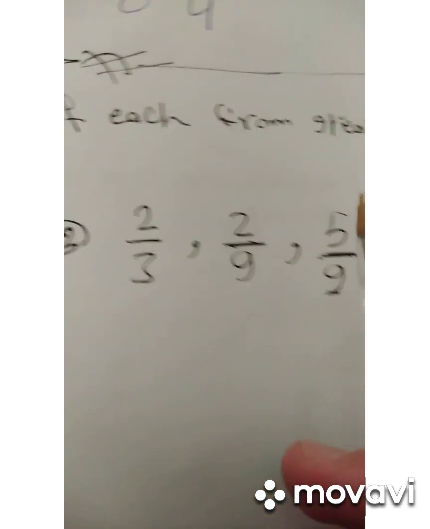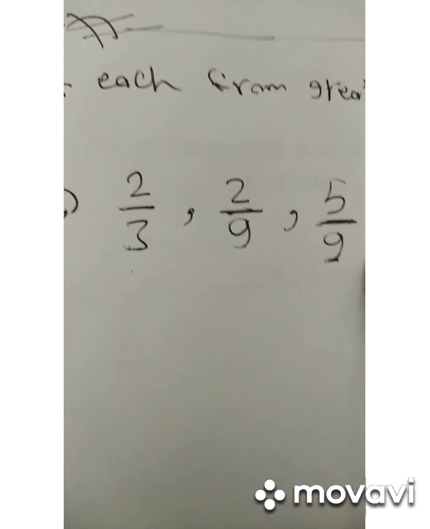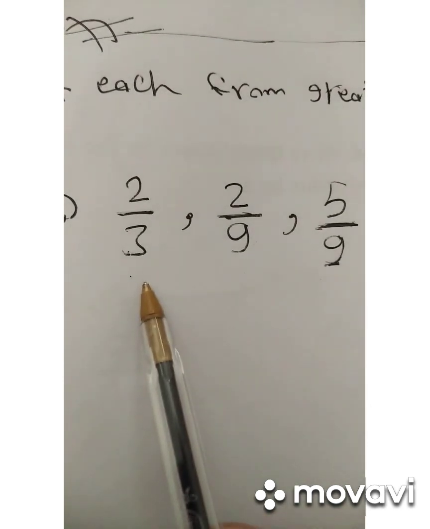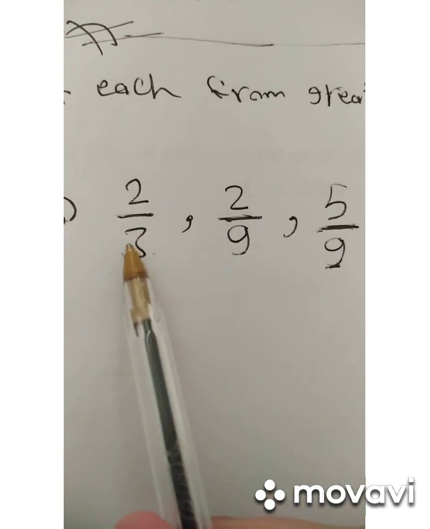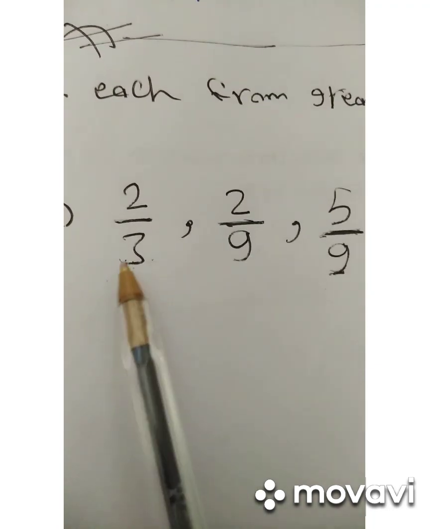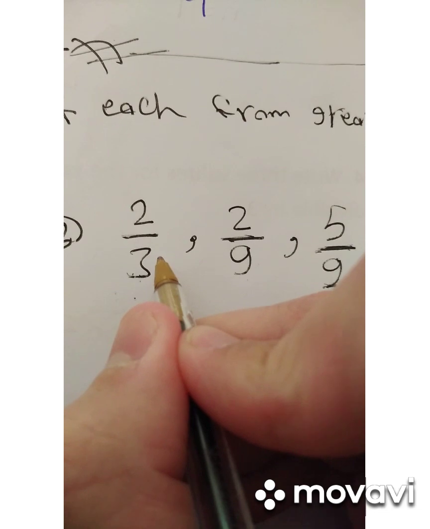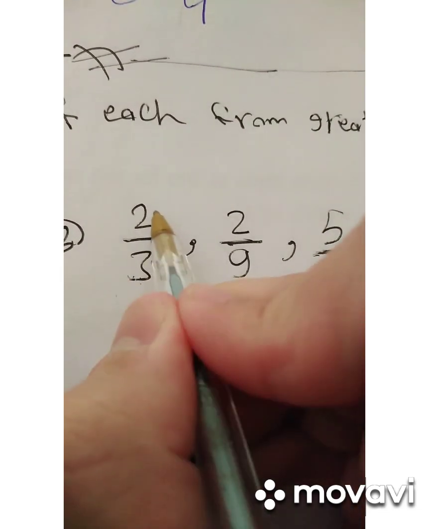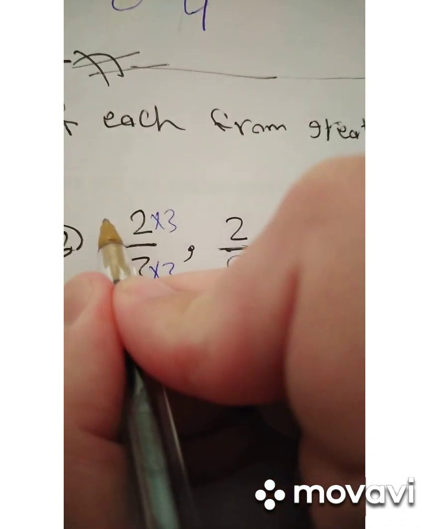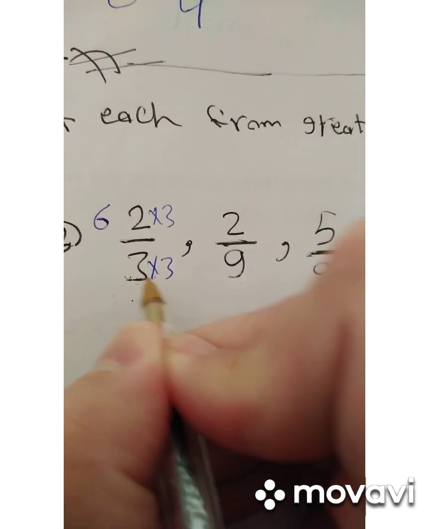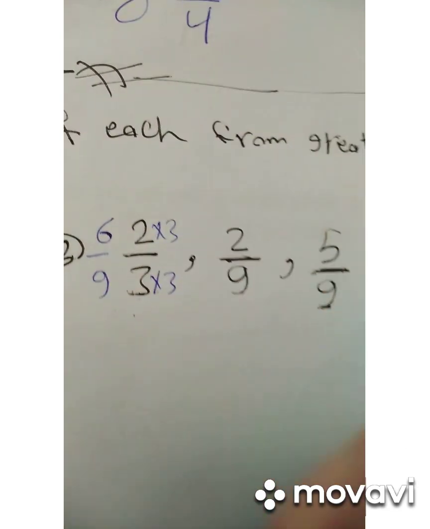Number 2, we look at what? The 3 denominators. Are they like denominators or are they unlike? No, they are unlike denominators. Now we have 3, so we have to unify this denominator. 3 to be 9, we multiply up and down by 3. 2 times 3 equals 6, and 3 times 3 equals 9. So our new fraction is 6 ninths.